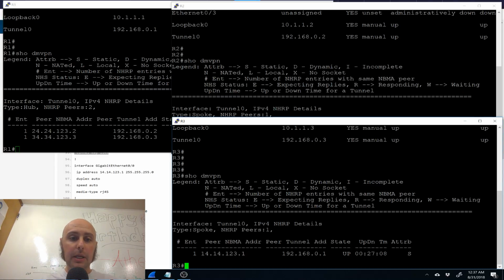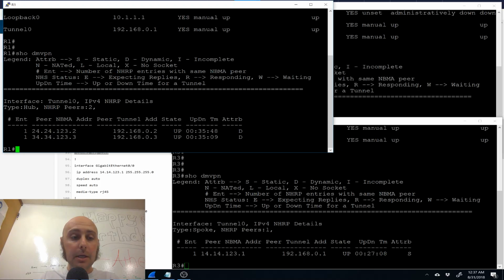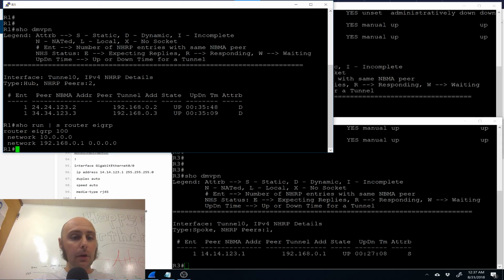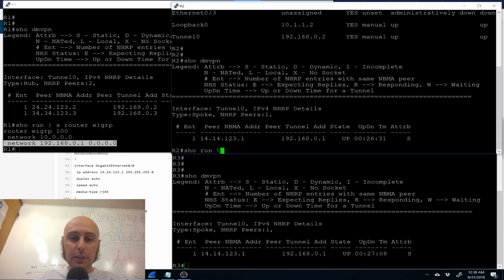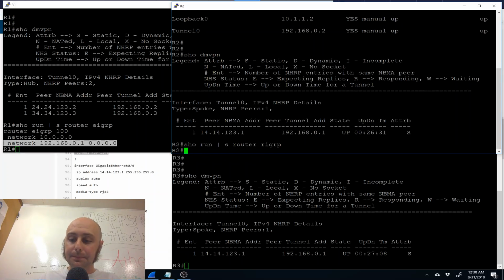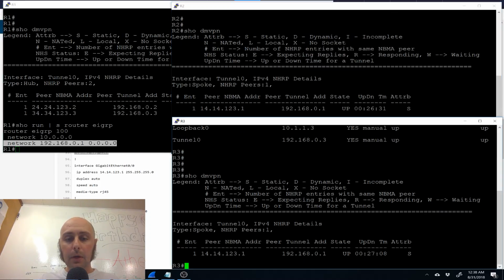So the next thing I did is I went ahead and configured EIGRP. So show run section router EIGRP. I went ahead and configured EIGRP on the tunnel interface for each router. Show run section router EIGRP. And then again down here, show run section router EIGRP.